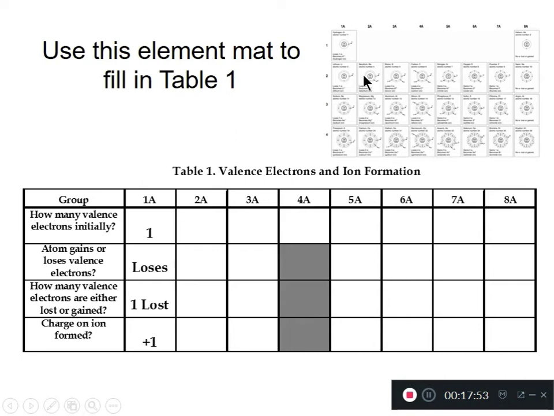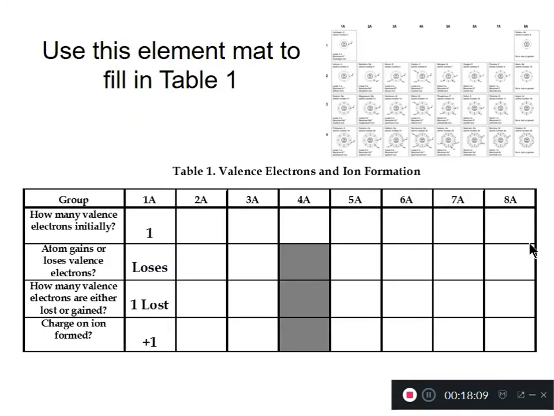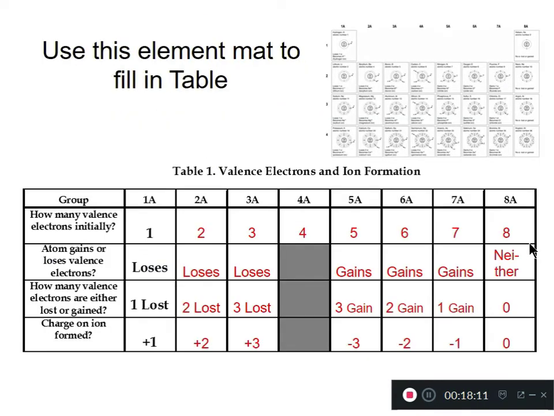For groups 2A, 3A, and 4A, go through all the ones and complete this table based on this right here. You can pause this and try to complete that. Okay, so hopefully this is what you got. If you're in group 2A, it has 2 electrons initially, and note that the number of valence electrons it has initially is the same as its group number.